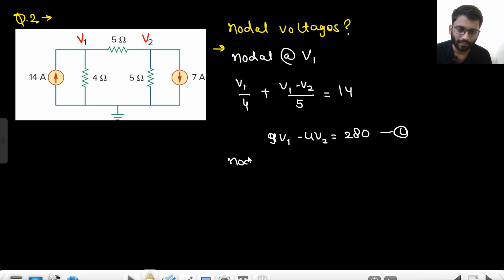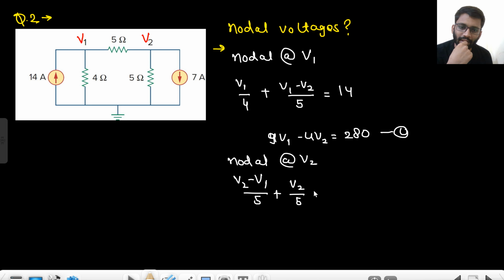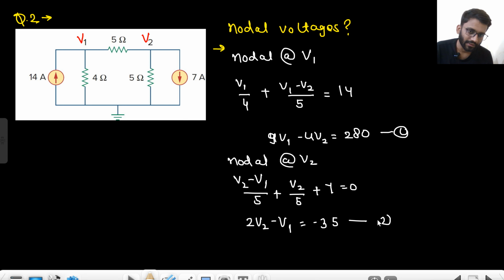Now nodal at V2. By substitution method you can solve. So nodal at V2 will give me V2 minus V1 by 5 plus V2 by 5 minus 7 equals 0. V2 minus V1 by 5 is outgoing current, V2 by 5 is outgoing current, and 7 ampere is also outgoing current. So sorry, it is plus. So 2V2 minus V1 equals minus 35. Right? This is equation 2.